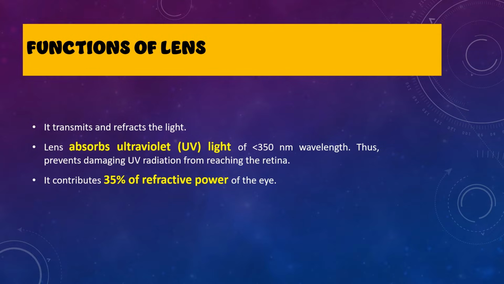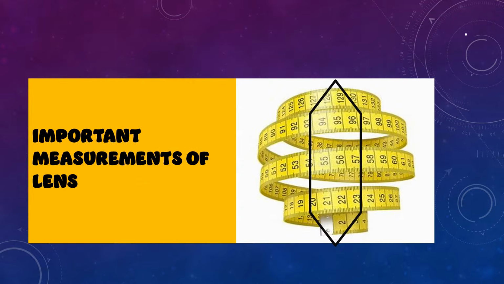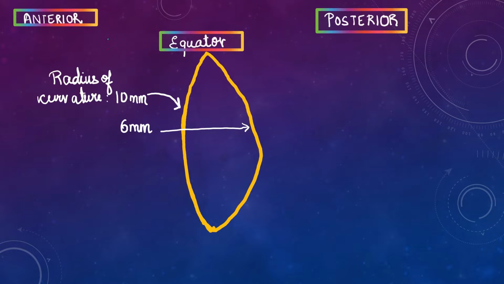It contributes to 35% of the refractive power of the eye. Another important refractive surface of the eye is our cornea, which gives the majority of the refractive power, and the second most important surface is our crystalline lens. Another thing is it helps in accommodation.